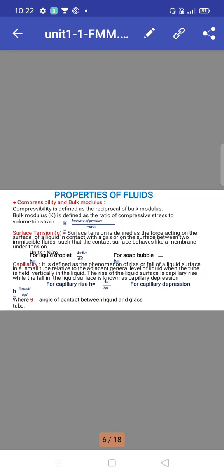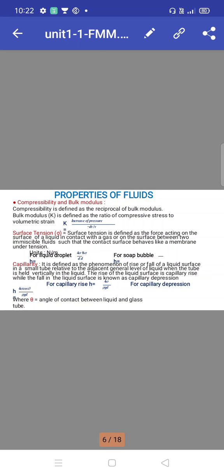Volumetric strain means the change in volume to the original volume. So it is the ratio of the change in volume to the original volume of the component. So this is the compressibility and bulk modulus here.